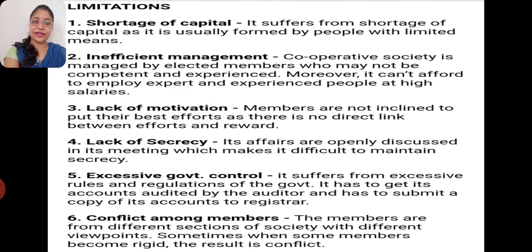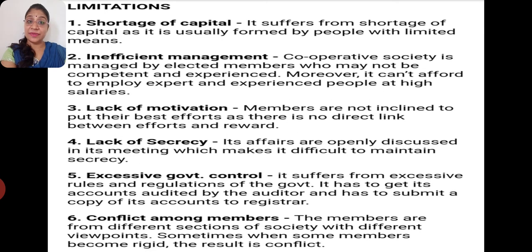Next comes conflict among members. Yes, there may be conflict among the members. There are chances that conflict may arise in a particular section or among the members of the society, because their points of view may be different. Different persons have different points of view, and they become rigid that their decision should be the one taken. So in that case, the cooperative society faces a lot of conflicts, because all the members have different points of view.